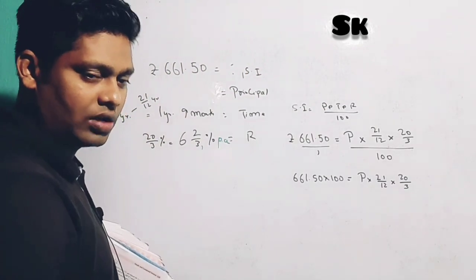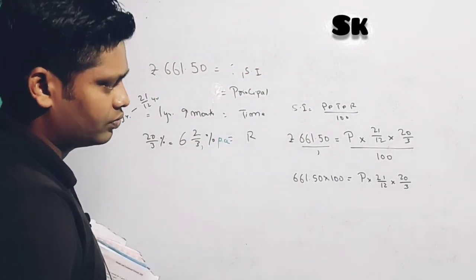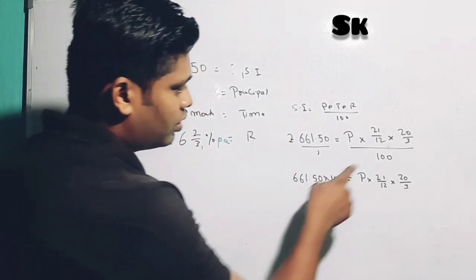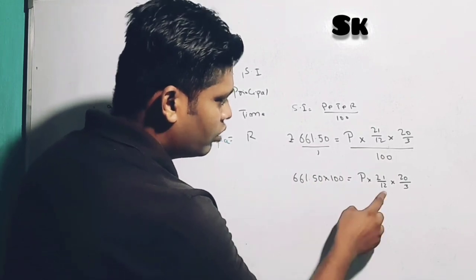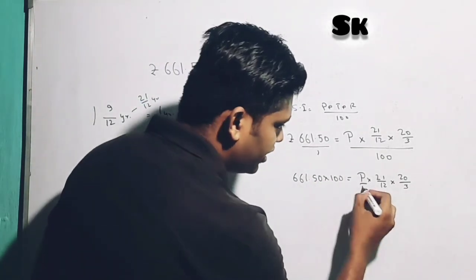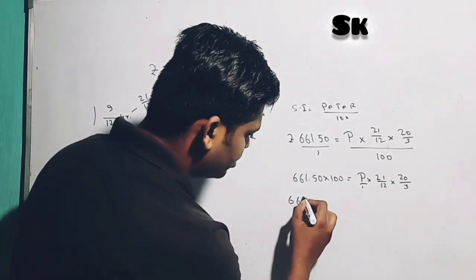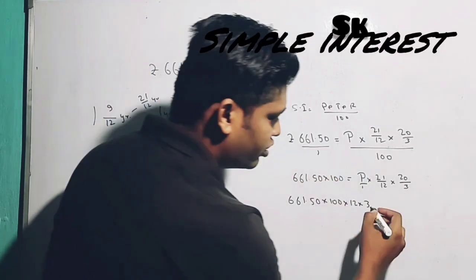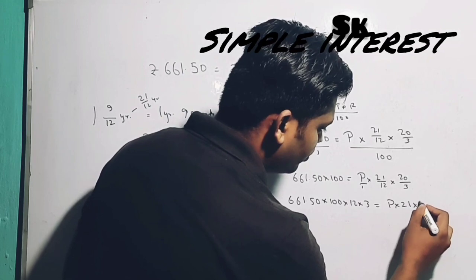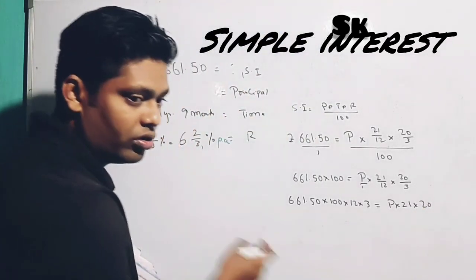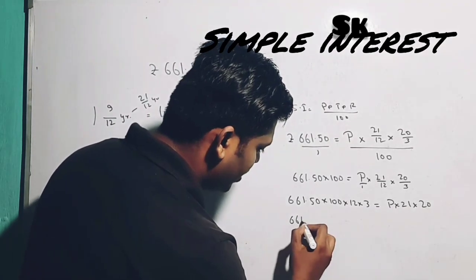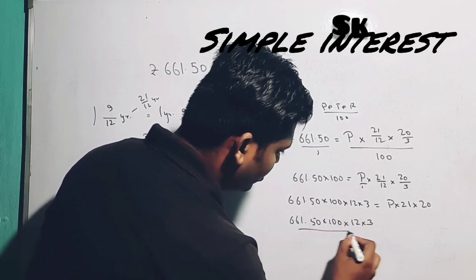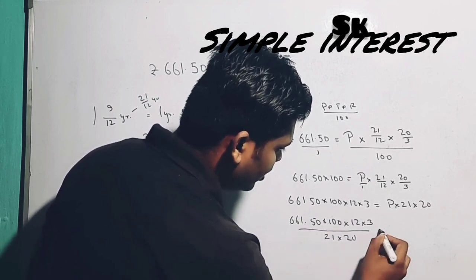Clear? Do you have any doubt? So we can bring 12 and 3 down: 100 into 12 into 3. I am doing it step by step. Then these two will go to that side. 661.50 into 100 into 12 into 3. P into 21 into 20. Now the 21 and 20 also go down because we need to find out P. So 661.50 into 100 into 12 into 3, total by 21 into 20, is equal to P.